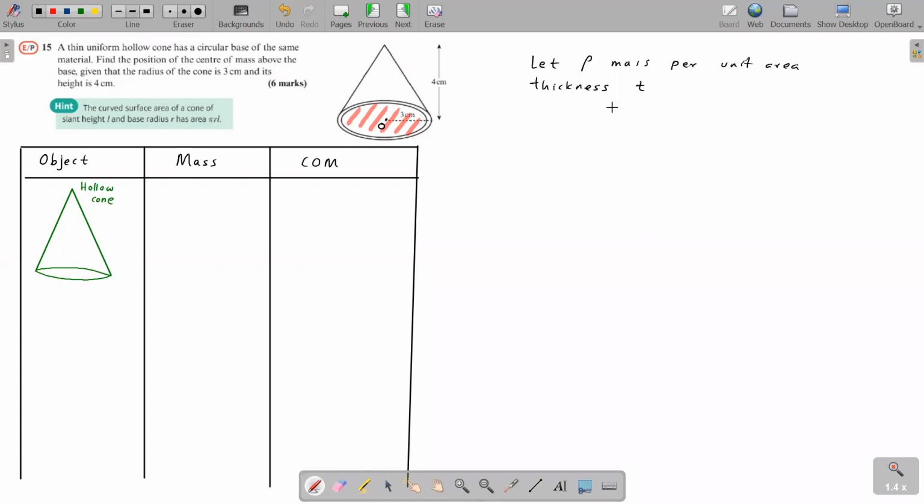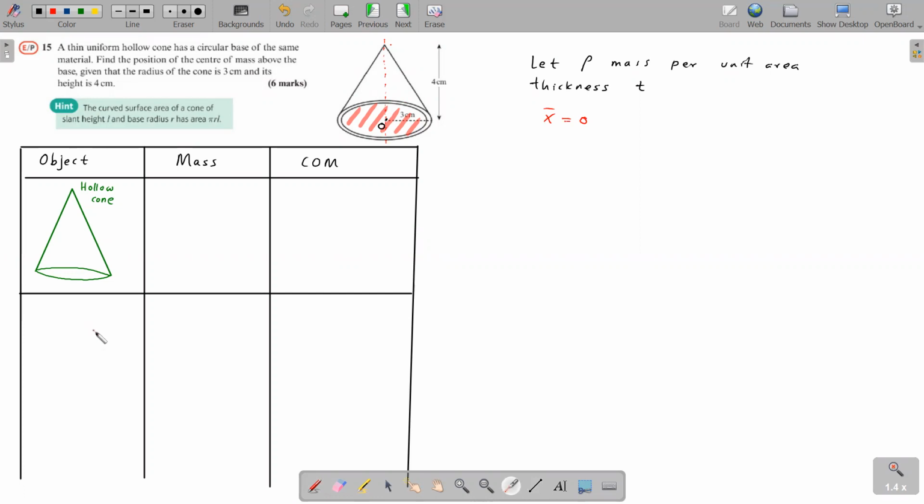And then you can clearly see the center of mass is on the axis of symmetry. So you don't need to find X bar. X bar is clearly 0 because you are on the line of symmetry. So X bar is 0, we only need to find Y bar. Remember, whenever you're working with hollow objects, go with the area. And if you're working with solid objects, go with the volume. So first we'll get the mass of the hollow cone, and then we have the rest of the object.